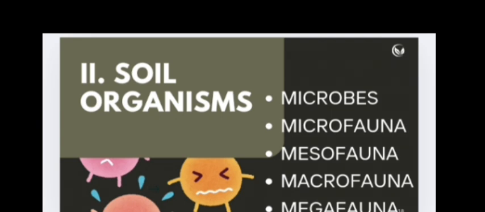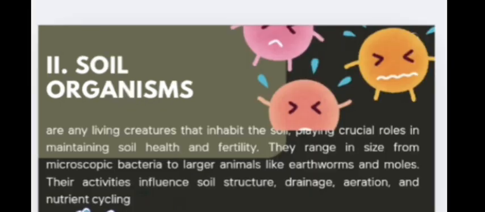Before I present the 5 types of soil organisms, let's go first to what a soil organism is. Soil organisms are any living creatures that inhabit the soil, playing crucial roles in maintaining soil health and fertility. They range in size from microscopic bacteria to larger animals like earthworms and moles. Their activity influences soil structure, drainage, aeration, and nutrient cycling.